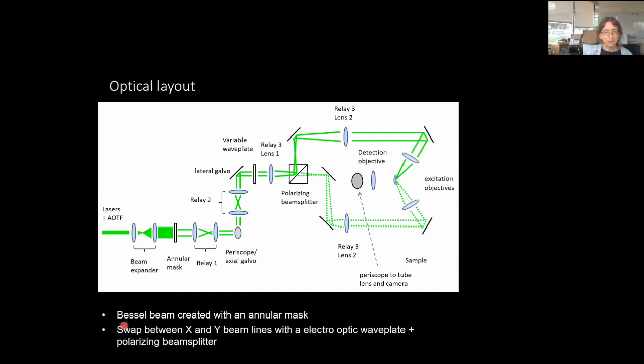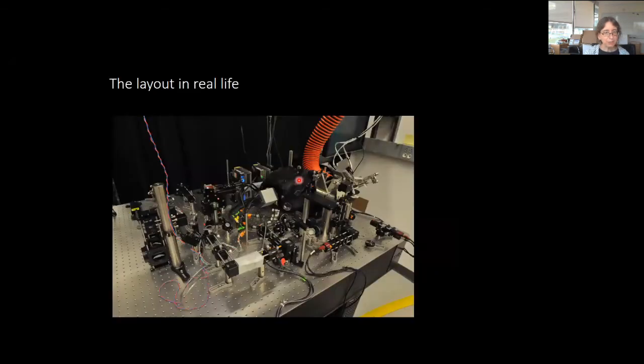A really quick picture of the optical layout, because we always like to show a picture of the optical layout. The things to note here are that we're making the Bessel beam in the simplest possible way. We just have a collimated beam that we're running through an annular mask. And then to switch between the two arms of the microscope, because of course we have to be able to send the excitation either to the right hand or the left hand objective, we used an electro-optic wave plate and a polarizing beam splitter, and that let us switch between the two arms without disrupting any alignment. And it also worked pretty fast too. It switched in about 10 milliseconds, so that worked just great.